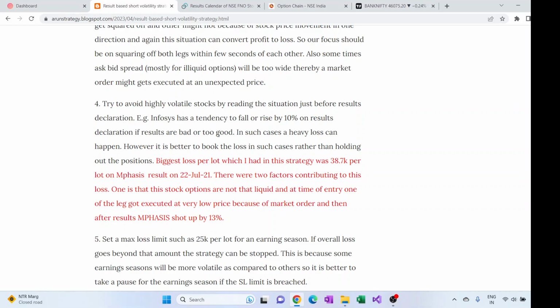And sometimes even if you hold it, if the move keeps increasing in that direction, you will go into more losses, but that is a risk which has to be taken. Otherwise, if the volatility is at the same level as when the trade was taken, because of this big move, the loss might be bigger in most cases. In some cases, where the stock has moved 13-14%, you might get a loss of 40k per lot. The biggest loss was in Emphasis, but this was a combination of two factors: one was the move of around 13%, and the other was that the options were not liquid, so there were issues in exiting the trade.